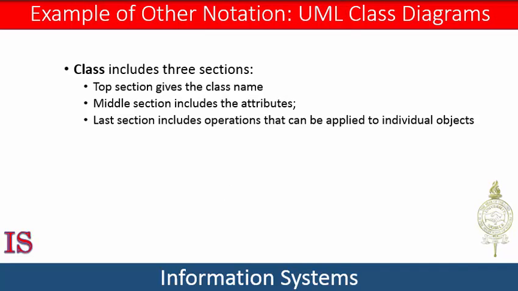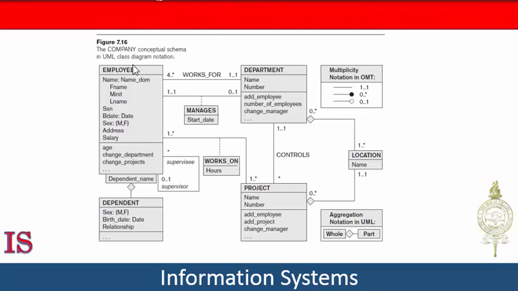In UML class diagram, a class, similar to an entity type and entity relationship, is displayed as a box that includes 3 sections. The top section gives the class name, similar to the entity type name. The middle section includes the attributes, and the last section includes operations that can be applied to individual objects of the class, similar to individual entities in an entity set. Top section name, middle section attributes, bottom section operations that can apply to the objects. Operations are not specified in ER diagrams.